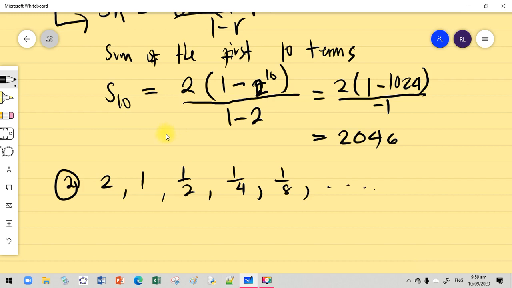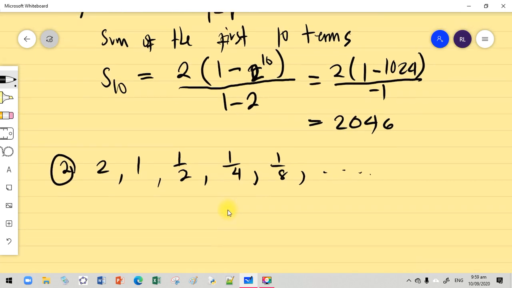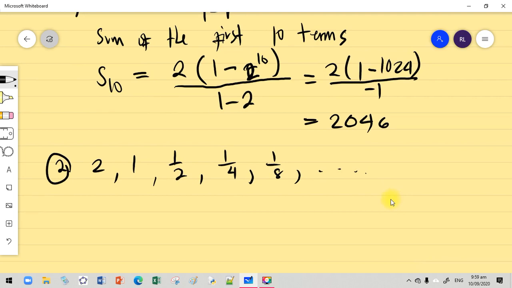So we have 2, 1, 1/2, 1/4, and 1/8, and so on. As you can see, the question is, can we get the sum of this sequence until its infinite terms? Okay, is there a way? So let's take a look at the behavior of the graph. So 1/2 becomes 1/4.